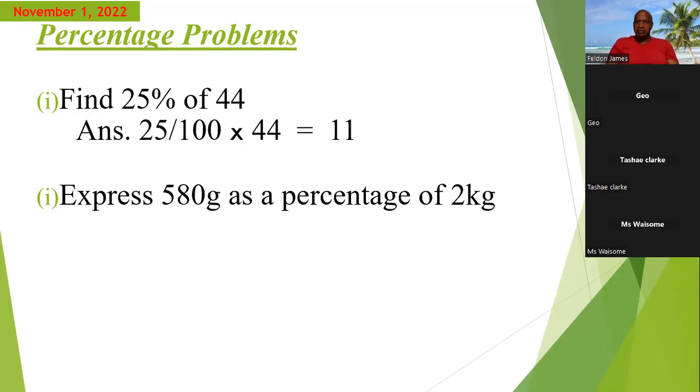Sir, really and truly, I don't really know what we are doing. The workout would have been 580 over 2,000. I didn't get to the last class. Right, so you say you have 580 over 2,000. Yes, sir. Times 100. Then we times that by 100. Yes, sir.